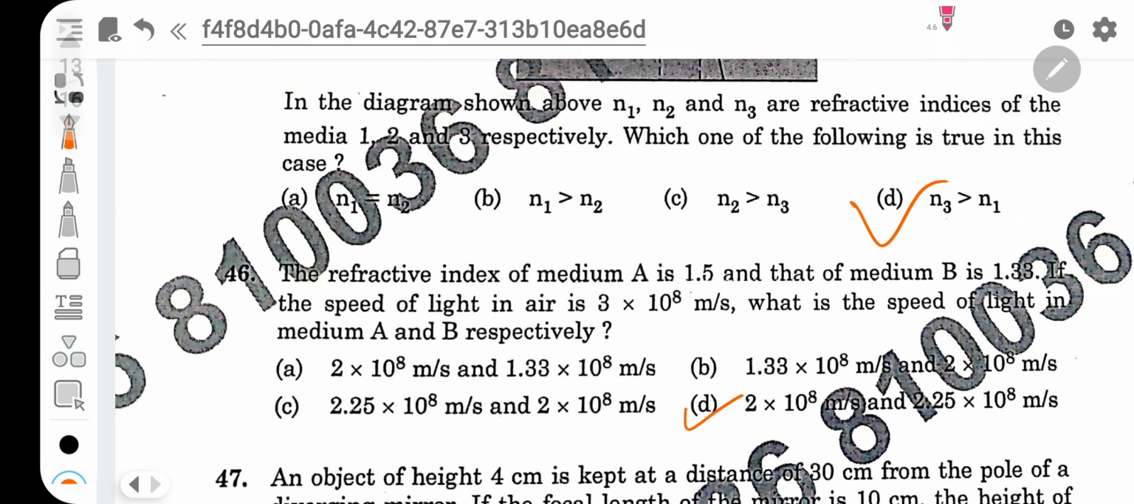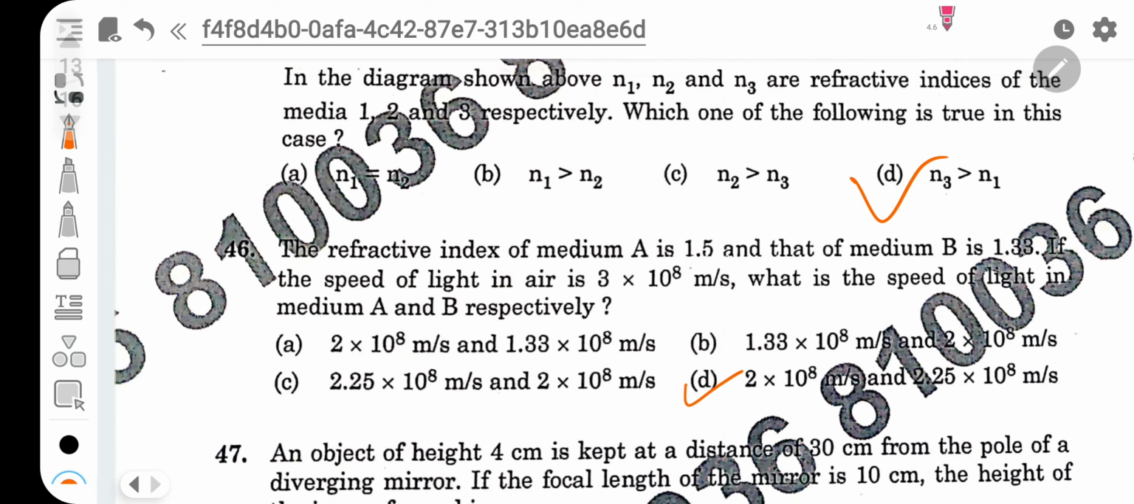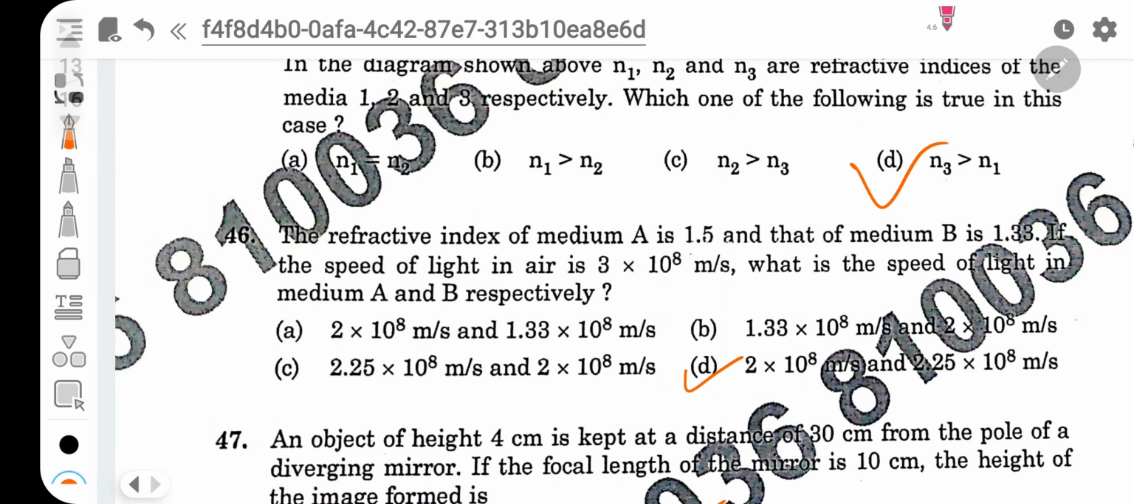For question number 46, the refractive index of medium A is 1.5 and that of medium B is 1.33. If the speed of light in air is 3 into 10 raised to 8 meter per second, what is the speed of light in the medium A and B? This was also a formula based question. 1.5 is equal to 3 into 10 raised to 8 upon VA, where VA is the speed in medium A. So VA will be equal to 2 into 10 raised to power 8. So options A and D satisfy this question.